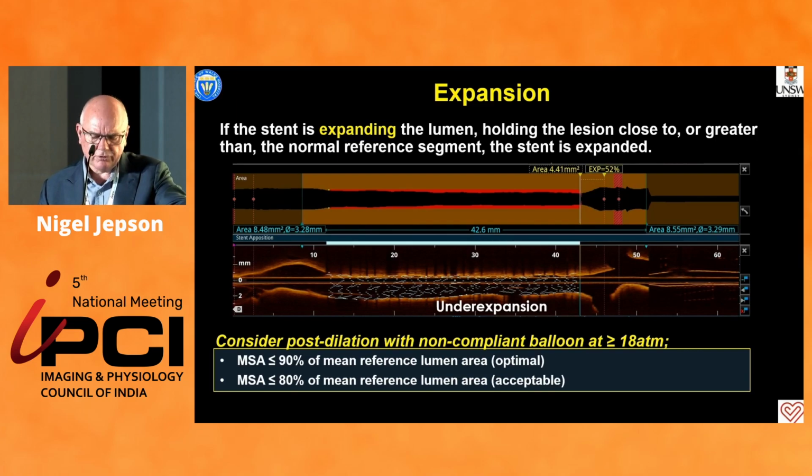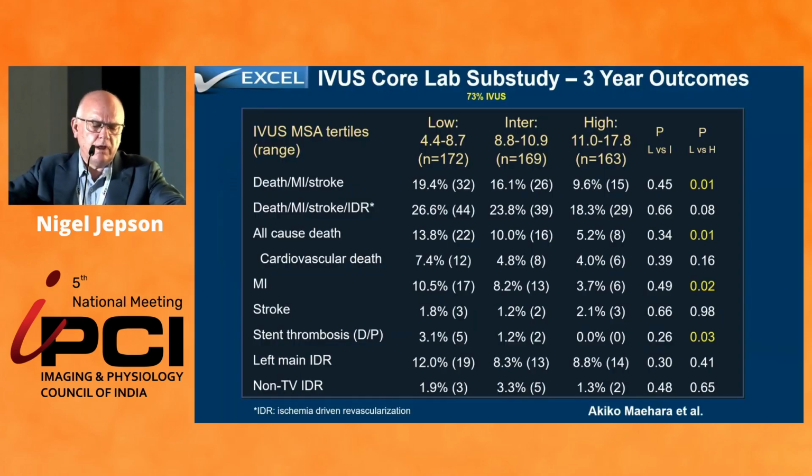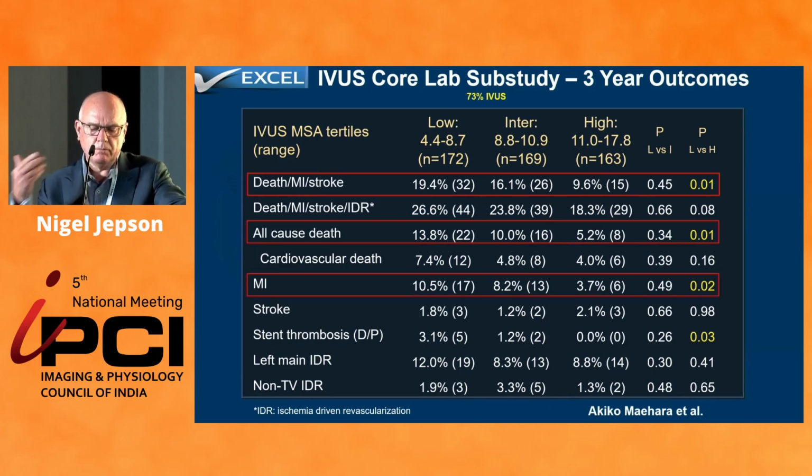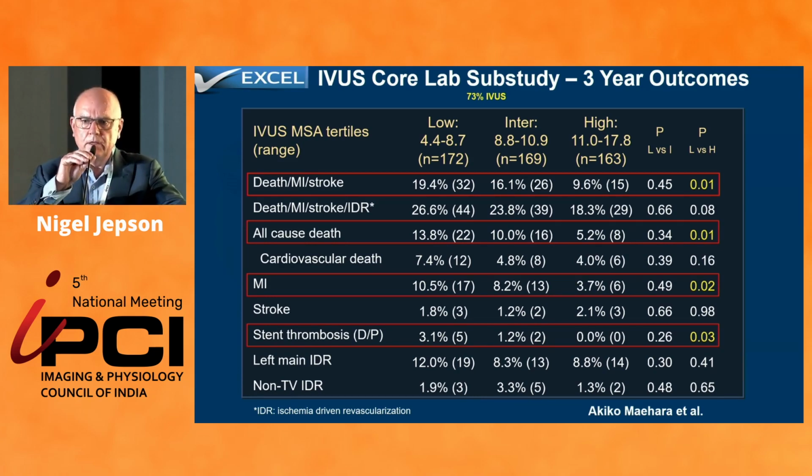optimal expansion. Because size matters, and this is retrospective data, IVUS core lab sub-study, 3-year outcomes from the XL study. Now, it wasn't an IVUS-driven study per se, but if we look between low and high tertiles of MSA in the left main, the higher and the bigger we get compared to the lower, we reduce the primary endpoint significantly, death, MI, stroke. We've got reduced mortality, reduced MI with a big MSA in the left main, and reduction in stent thrombosis. So this is not randomised. This is hypothesis generating, but it's clearly very relevant.